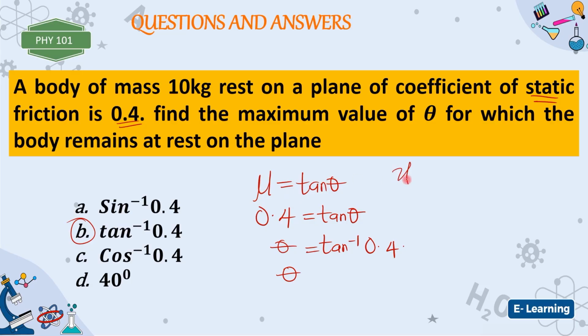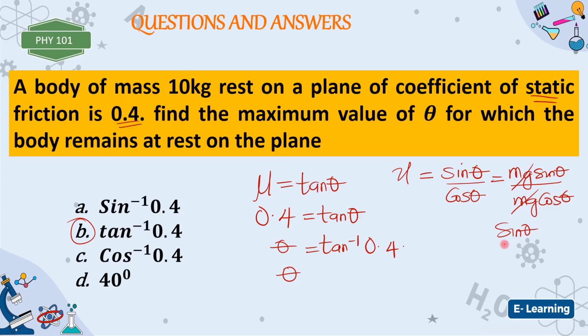Some persons may want to go further by saying tan theta is the same thing as sin theta over cos theta. Because this will give us mg sin theta for the inclined plane divided by mg cos theta. That is where this formula came from. mg cancels mg for both masses, so sin theta over cos theta gives us tan theta. We are going to look at the inclined plane in more detail later.